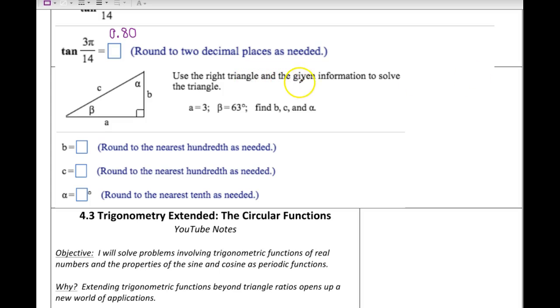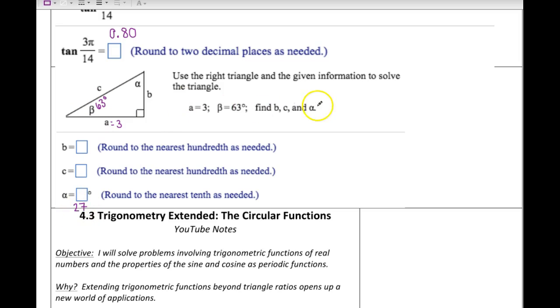Okay, use the right triangle and the given information to solve the triangle. I have A equals 3, beta equals 63 degrees, and I know this is a right angle, so I need to find alpha, B, and C. First thing I know that all the angles in a triangle add up to 180. So if this is 90, and this is 63, then my third angle has to be 27 degrees, because 90 plus 63 plus 27 gives me 180. Another way you could do it, if you subtract 90 minus 63, you'll get 27.